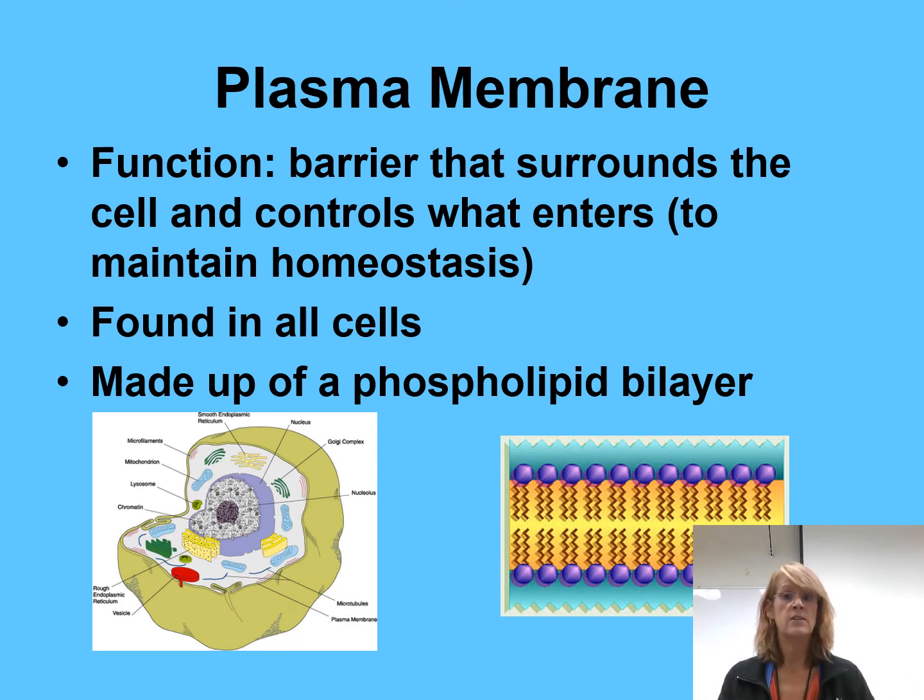All cells in nature have a plasma membrane. Bacteria, animals, plants, every single cell in nature has a plasma membrane. That's one of the rules about being a cell. And it's made up of this wonderful structure called a phospholipid bilayer, which we're going to talk about in more detail.